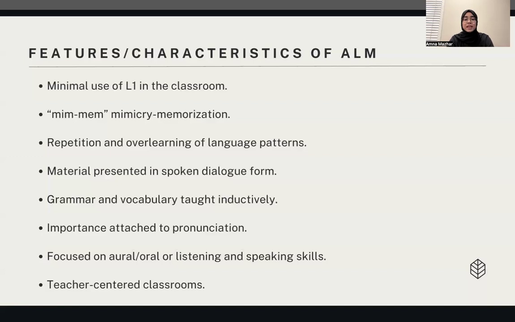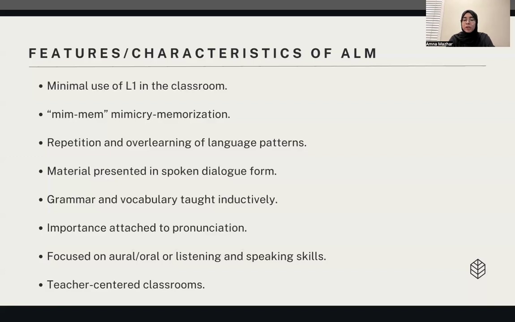There's a huge importance attached to pronunciation. So the main point of the audiolingual method is to improve oral proficiency in being able to accurately reproduce spoken language. So pronunciation plays a big part, and the teacher will focus on correcting pronunciation of students in the classroom. It is focused on the listening and speaking skills of language, not the writing and reading skills.